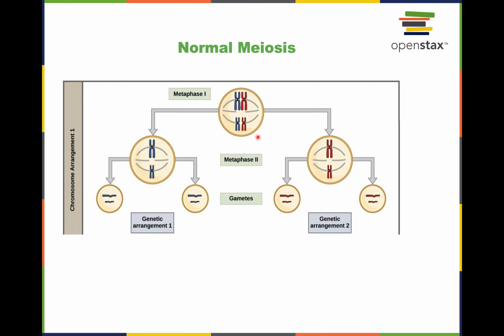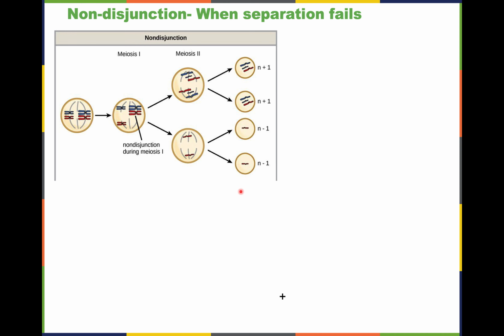Okay? But what happens if separation of homologous chromosomes during the first meiotic stage, or the separation of sister chromatids during the second meiosis doesn't happen? When chromosomes don't separate when they are supposed to, we call that process non-disjunction, when separation fails. So let's take a look at the first scenario where the non-disjunction happens during the first meiotic division.